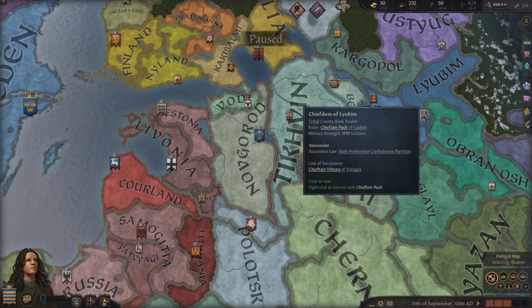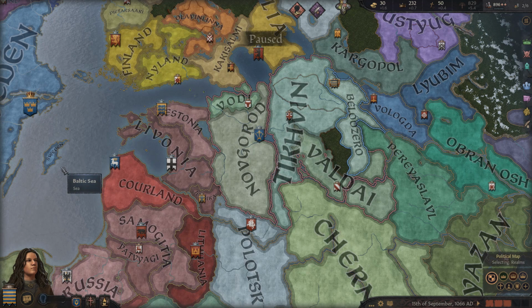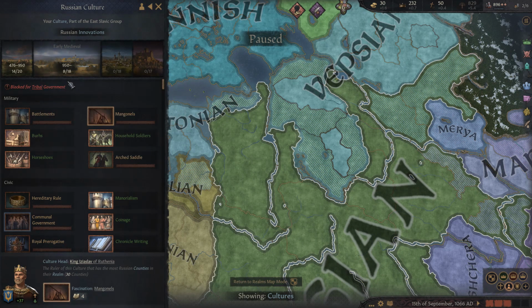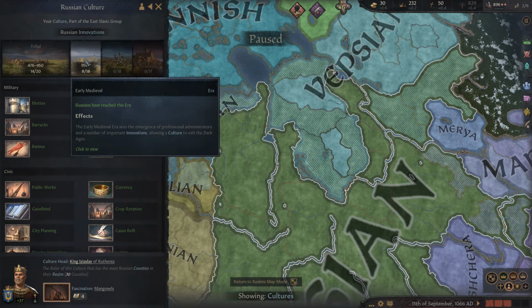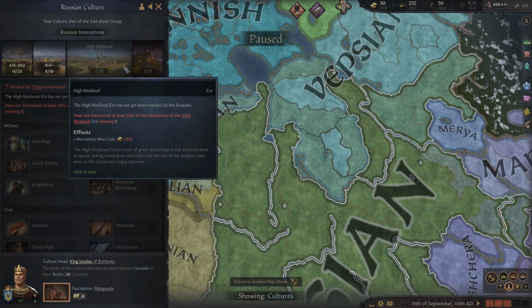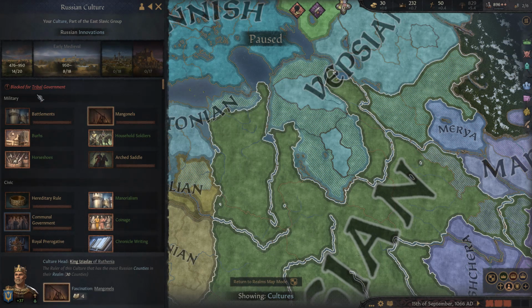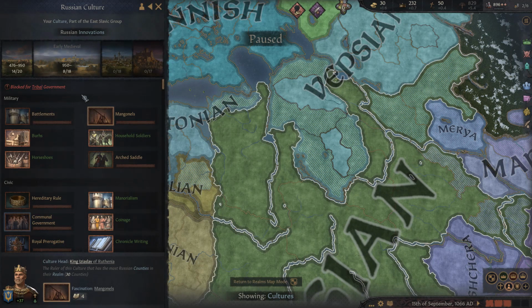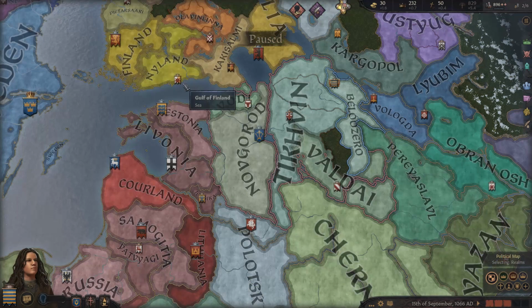Now, if you start in 867, you can actually easily stay a tribe until 900, because the earliest that early medieval becomes available, if I saw correctly, in an 867 start, is 900. So there's no point in reforming, in my opinion, if you're starting at 867 until you hit 900. Then you really should take a close look at reforming your government.